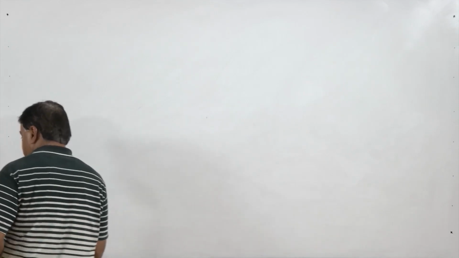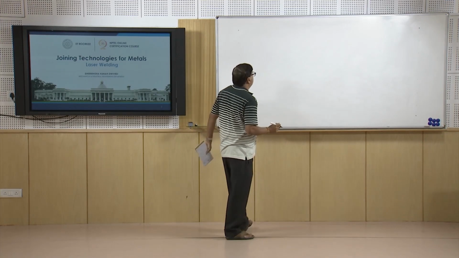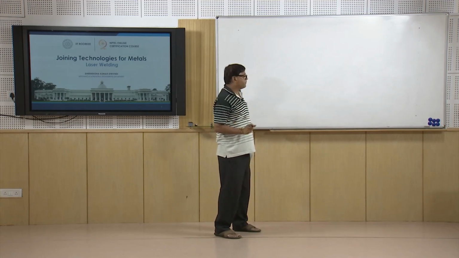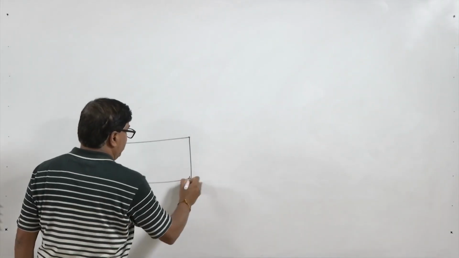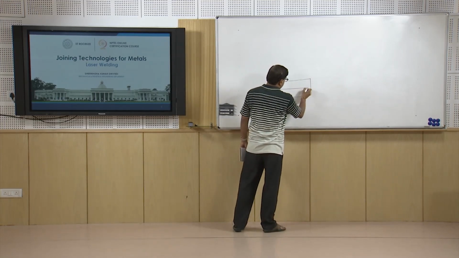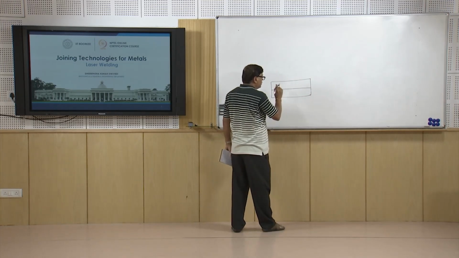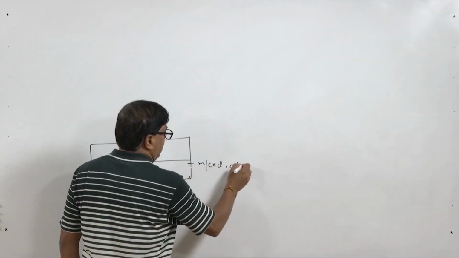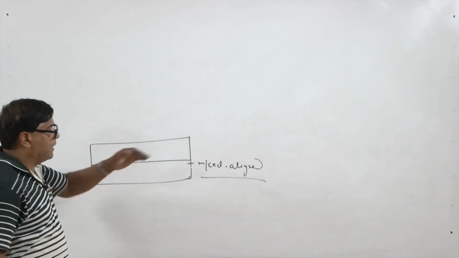Now, as I have said, since the laser is directed over a very small area and a very large amount of energy is delivered in a very short period, the amount of heat actually required for the welding or fusion purpose is very small. So here you see these are the two sheets to be welded, and they must be properly machined and aligned. This is very important in case of laser, accurately machined and aligned.